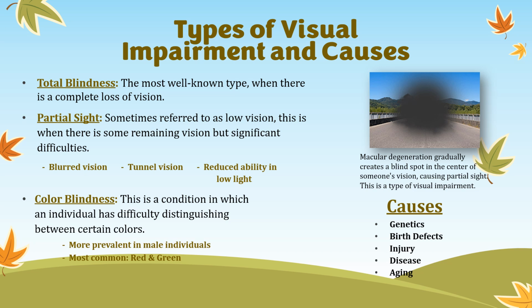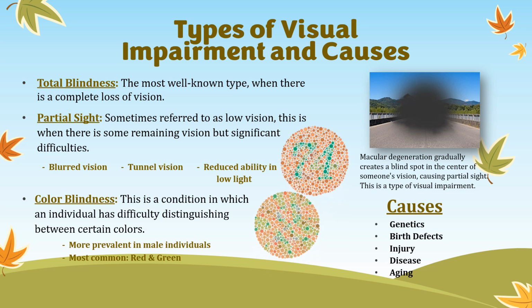Color blindness is a condition where an individual has a hard time distinguishing between colors. The most common type is the inability to distinguish between red and green, and it's most common in male individuals. These two circles here are just a very basic color blindness test. If you can see the numbers here, then you can very clearly tell the difference between red and green colors. If you have a hard time with these numbers here, then you may be experiencing color blindness. The top one is the number 74, and the bottom one is number 2.